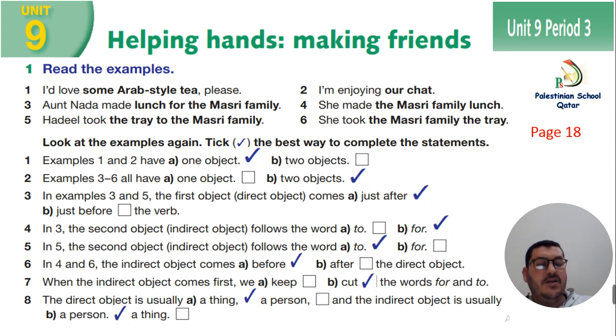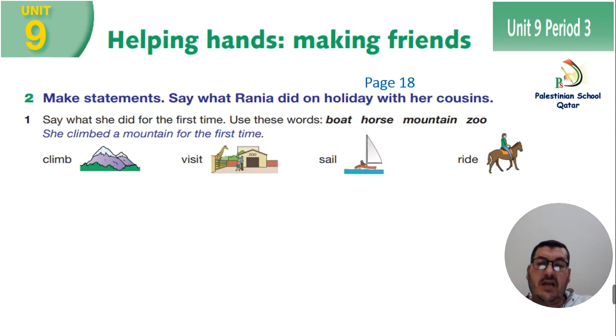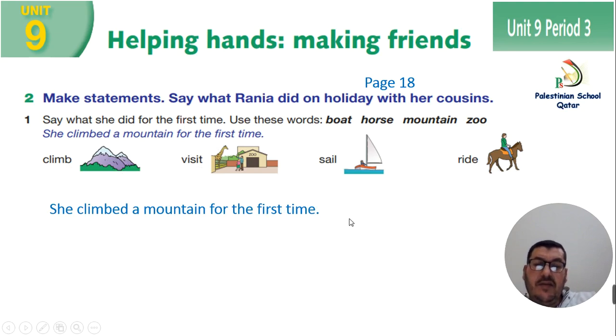Okay, everybody. Now we have another exercise, number 2. Here, make statements and say what Rania did on holiday with her cousins. Say what she did for the first time. Use these words: boat, horse, mountain, and zoo. She climbed the mountain for the first time. What about number 2? Okay, she climbed the mountain for the first time.